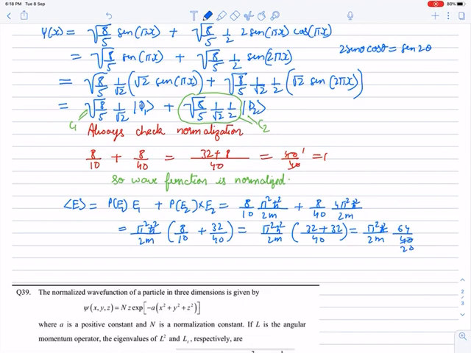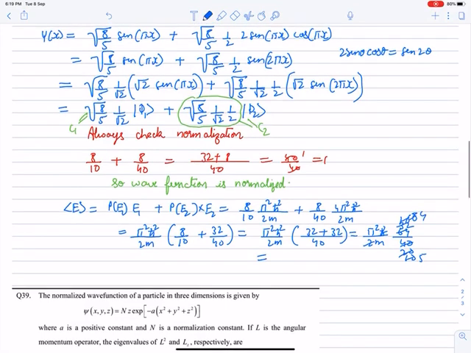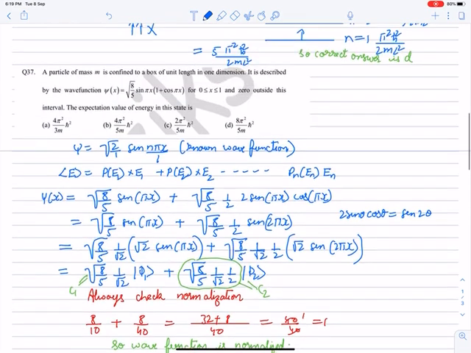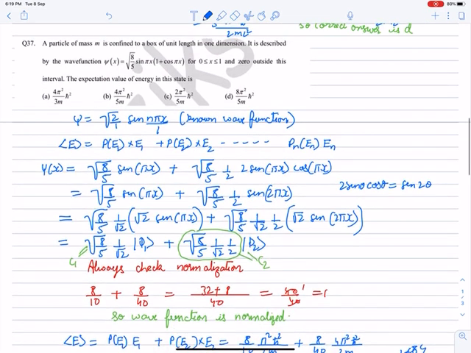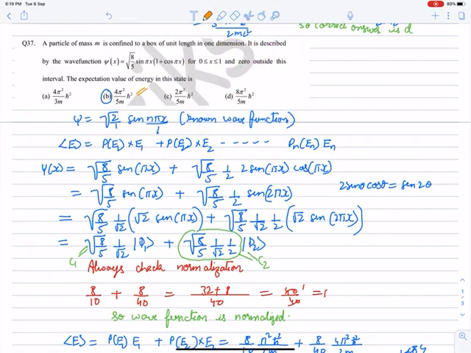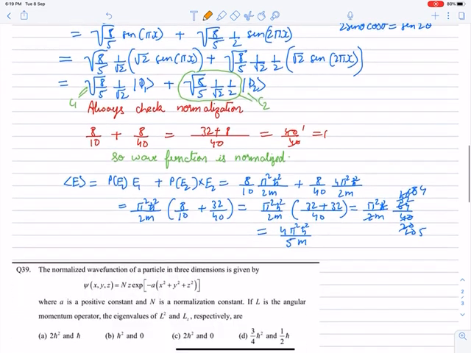So your answer will be 4 pi square h cut square upon 5m. I think the answer is 4 pi square h cut square upon 5m. So the answer will be option B. So the correct answer is B.